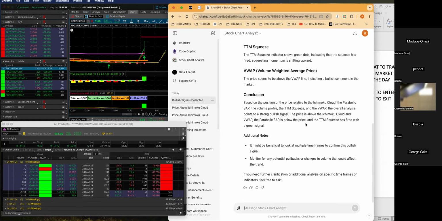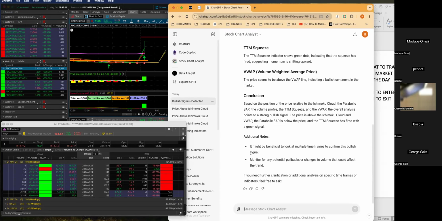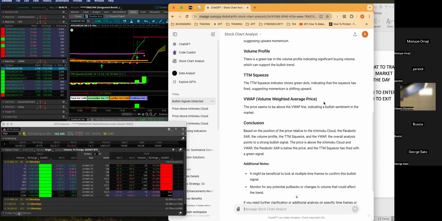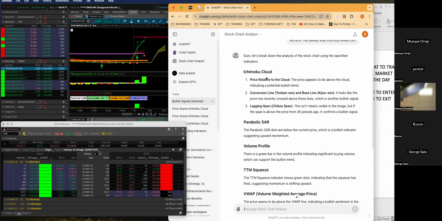So, if the TTN squeeze has fired, it might be beneficial to look at multiple time frames to confirm this bullish signal, and monitor for any potential pullbacks or changes in the volume that could affect the trend. So just from capturing the image, it gives you this analysis.